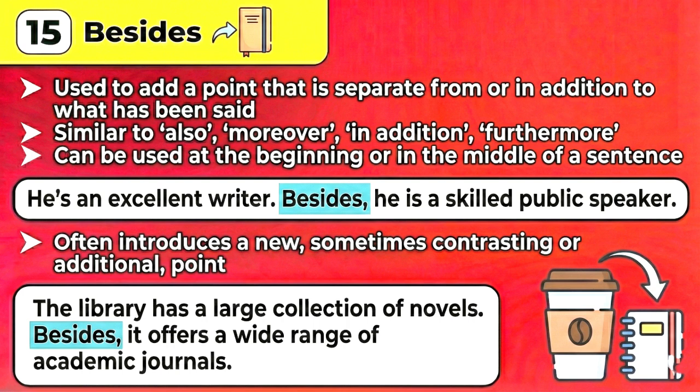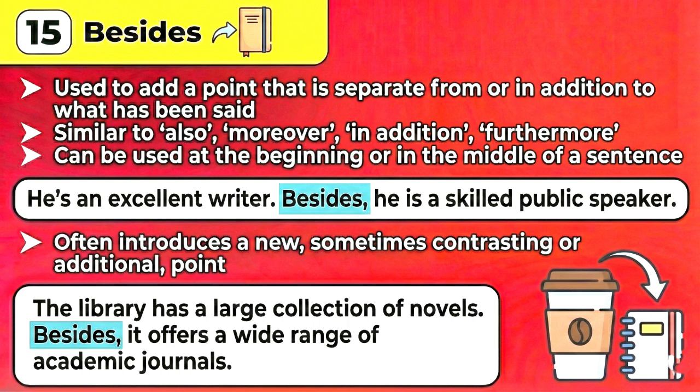For example, he is an excellent writer. Besides, he is a skilled public speaker. Another example is the library has many novels. Besides, it offers a wide range of academic journals.